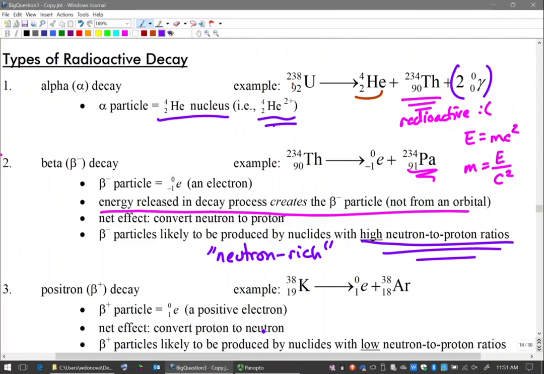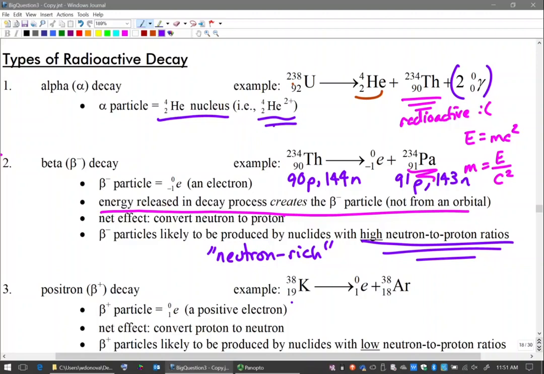Because think about what's going on. We started with 90 protons, and how many neutrons in thorium-234? 144. And how many protons are in the daughter nuclide? 91, right? That's the atomic number. So it must be 91 protons. How many neutrons in the daughter nuclide? 143 neutrons. So we have converted, in essence, a neutron to a proton. We have one fewer neutron, one more proton at the end of that reaction. So beta decay converts a neutron to a proton.